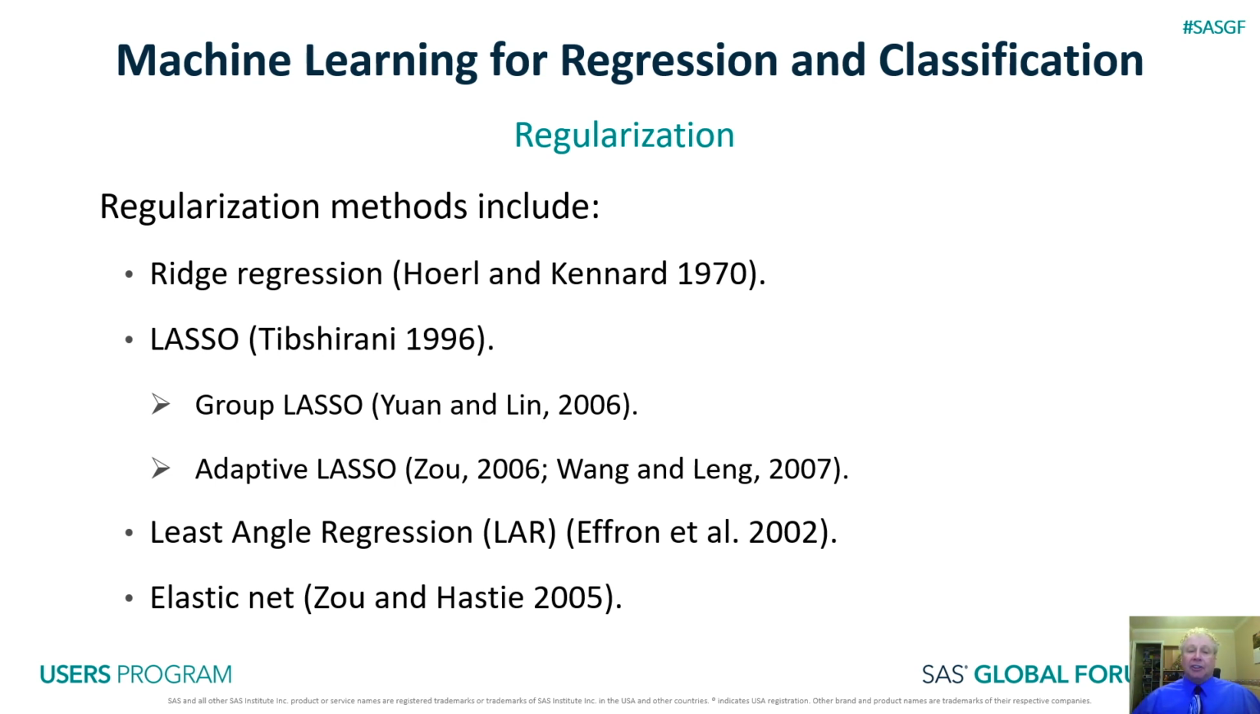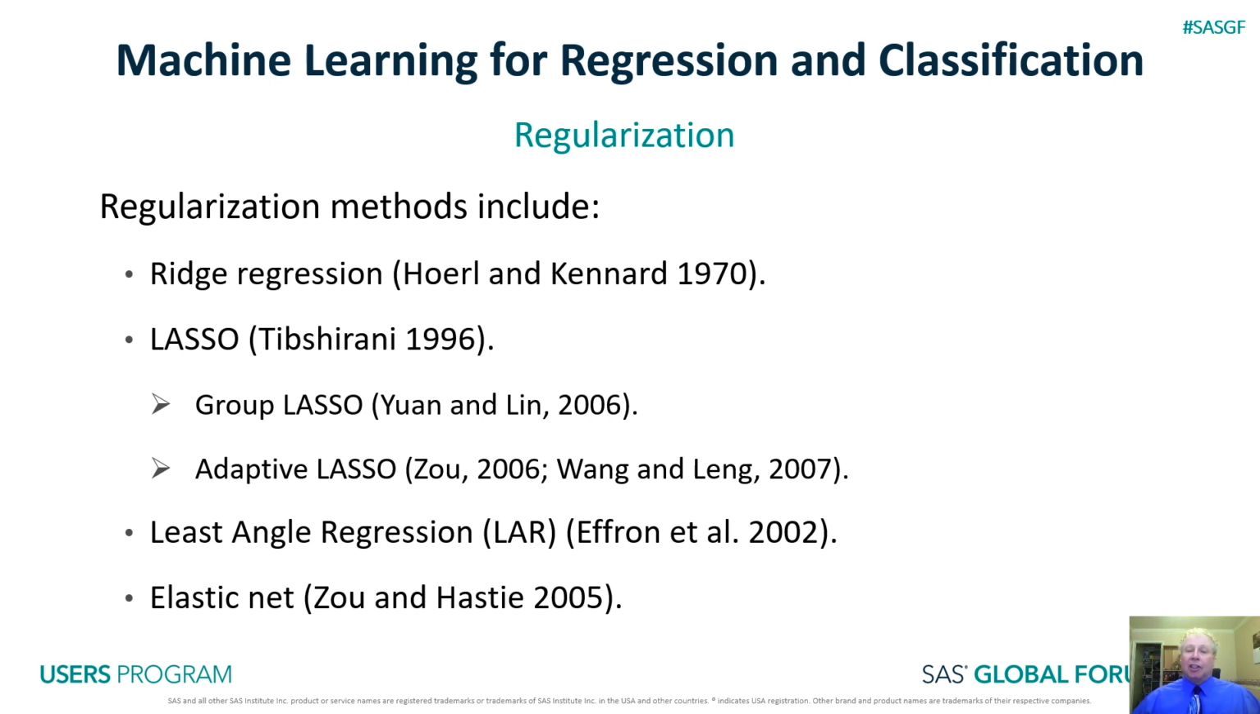LASSO is due to Tibshirani, first published in 1996, and it has become, in a relatively short period of time, the standard approach to model selection and variable selection within regression, and particularly with regard to very large data sets where p-value methods are simply not appropriate. The LASSO has been the subject of considerable discussion and development. The group LASSO was introduced in 2006 by Yuan and Lin.